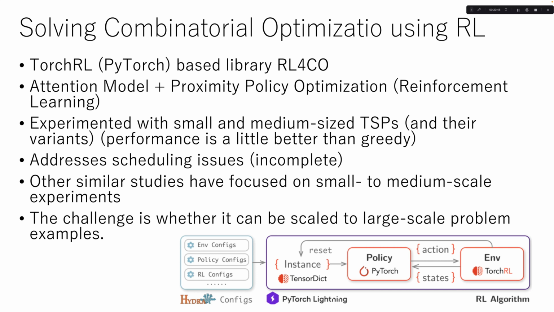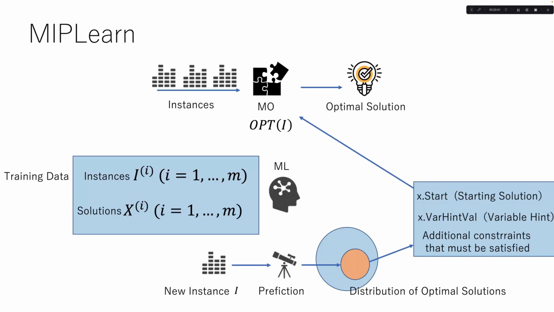By training machine learning models on past problem instances and solutions, you can accelerate optimization. Here are some methods for doing so. The first is called MIP Learn, which predicts the distribution of solutions with ML, then uses that information to provide initial solutions, variable hints, or additional constraints to the optimization solver.